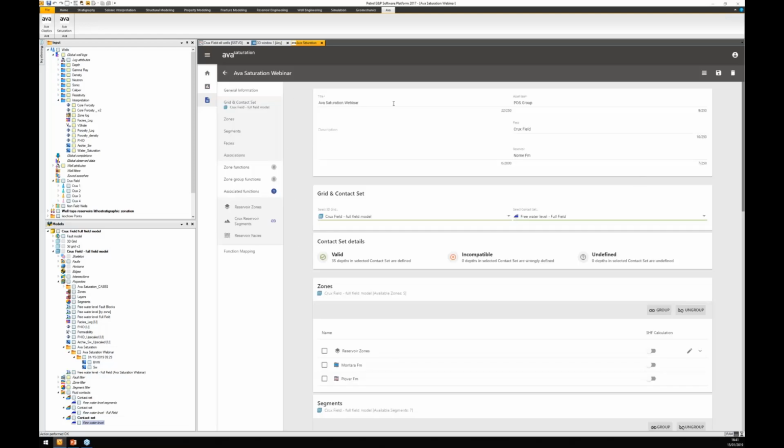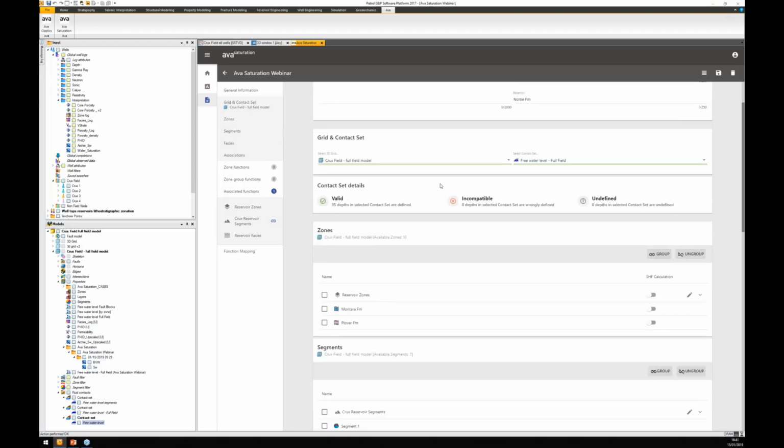So the concept's now open. As I said at the beginning, it's a guided workflow. What you see on the left-hand side is this navigation pane. It guides you through all the steps that you need to do to create these height functions. The first stage is obviously to select the grid that you want to use and to select the contact set that you want to use, so you know which bits of the grid you want to use to filter in the data in terms of zones and segments. And we can also define the fluid contact, or sorry, the free water level, which is most appropriate for that height above contact calculation.